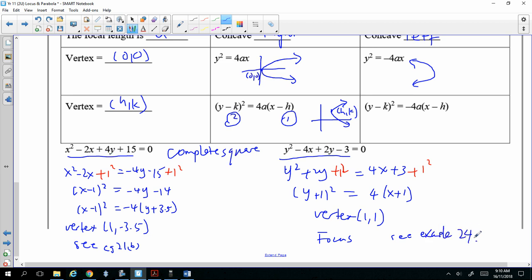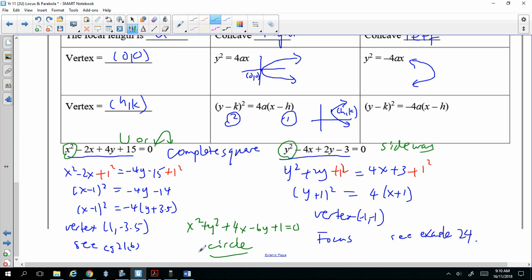All right, so that's a summary. One more thing I want to talk about. This y squared one is a sideways parabola. If it's an x squared, it's a concave up or concave down parabola. But if you have an x squared and a y squared and some numbers, like 4x plus or minus 6y plus 1 equals 0, that will be a circle. So note the difference. x squared and y squared is a circle. But if it only has x squared, it's concave up or down. Y squared is concave sideways. See the difference between them?